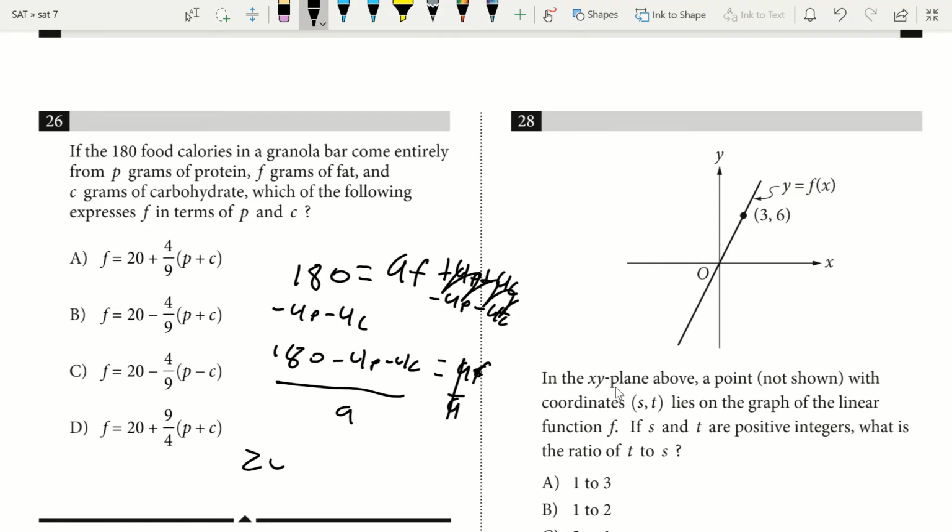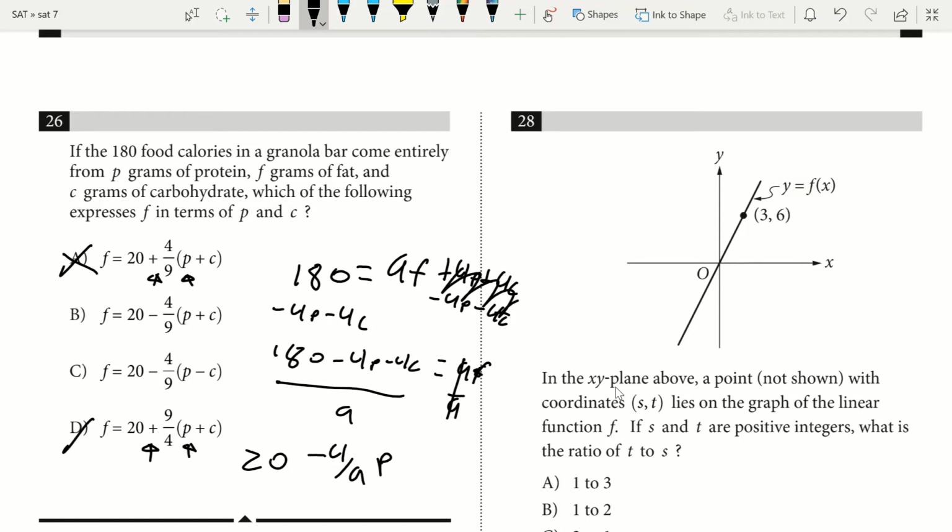180 over 9 is going to give me 20. And then I'm going to have 20 minus 4/9 P, right? So I just find which one has that. I can see they all have 20. I see this one has a plus sign, and this is also plus, so that's wrong. I see I have a plus here, and this is also plus. That would give me plus 4/9 P, but I need minus, so I can get rid of that.